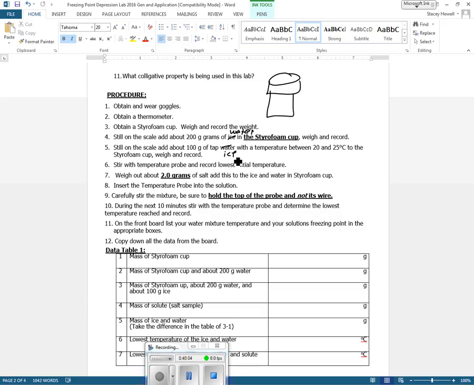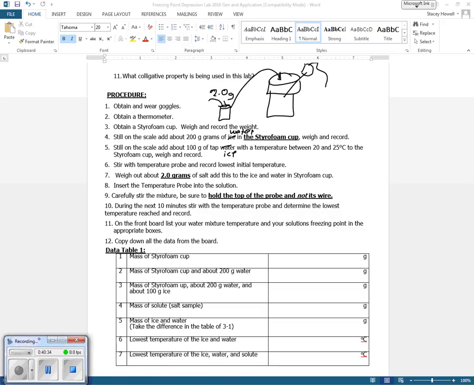Okay? And then you're going to weigh out, in a small beaker, 2 grams of whatever salt I give you. Then you're going to put that 2 grams in here, and with your temperature probe, you're still stirring that, and you're waiting for the lowest temperature it will come to. And you record it. So you've got the lowest temperature of just the ice and water right here, and the lowest temperature of the ice and water with the solute. That's what you need to get done during lab.